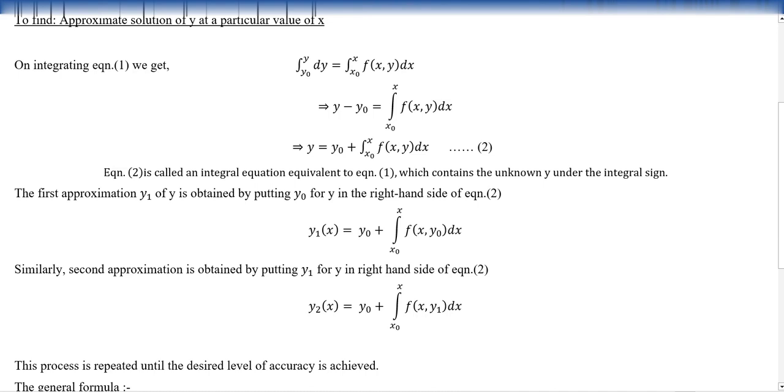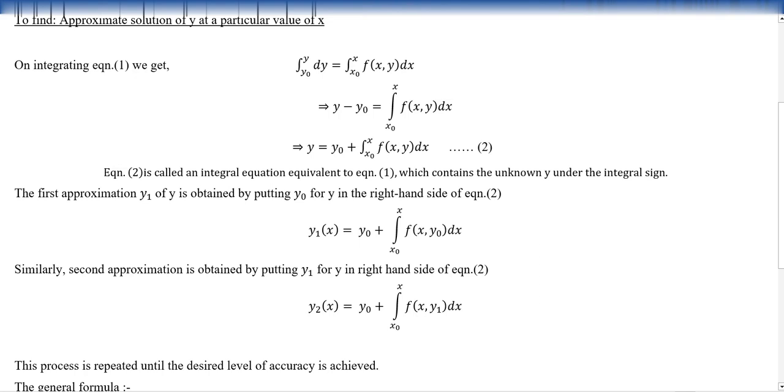How would we find out the approximations? The first approximation, y1, is obtained when we put y equal to y naught in this function. y naught is given to us, that is the initial condition, that at x naught the value of y is y naught. So just substitute y as y naught on the right hand side under this integral sign and we will get the first approximation, that is y1(x).